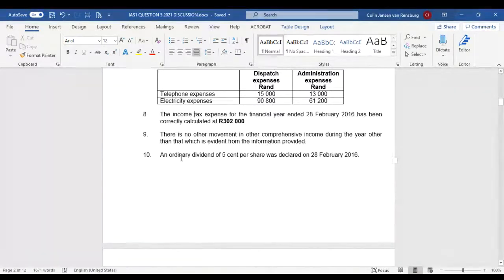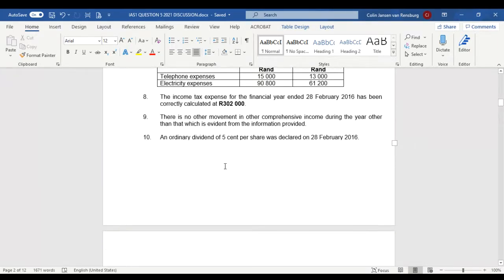Okay. So here they say an ordinary dividend of 5 cents per share was declared on the 28th of February 2016. Now, ladies and gentlemen, like I said, we are only going to look at share capital, which includes dividends, in detail next year, but this is not rocket science. Just a few very simple questions I can ask you, and you can give me those straightforward answers. We'll see next term that you get ordinary dividends and you also get preference dividends. But this is an ordinary dividend. The way they are calculated between a preference dividend and an ordinary dividend is slightly different.